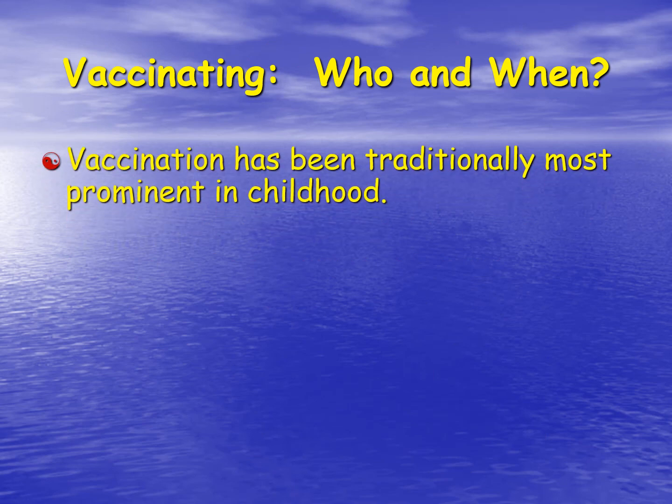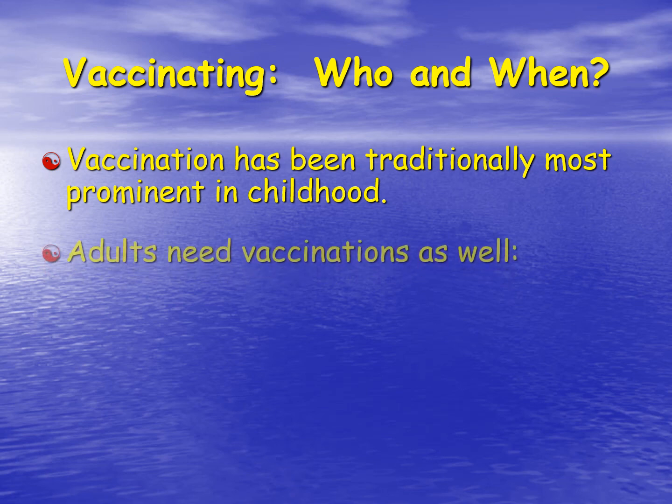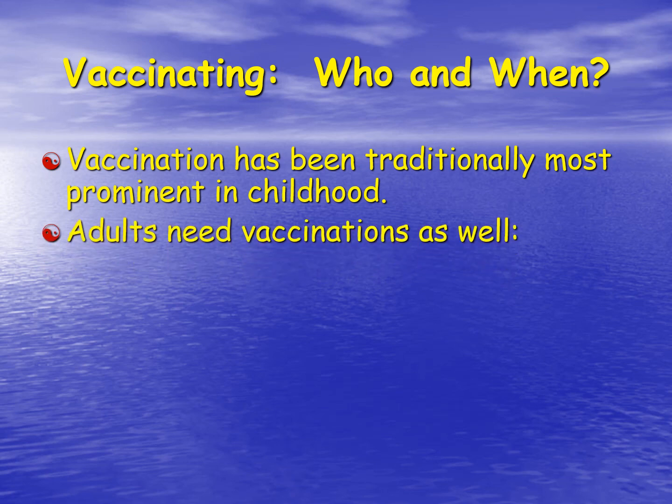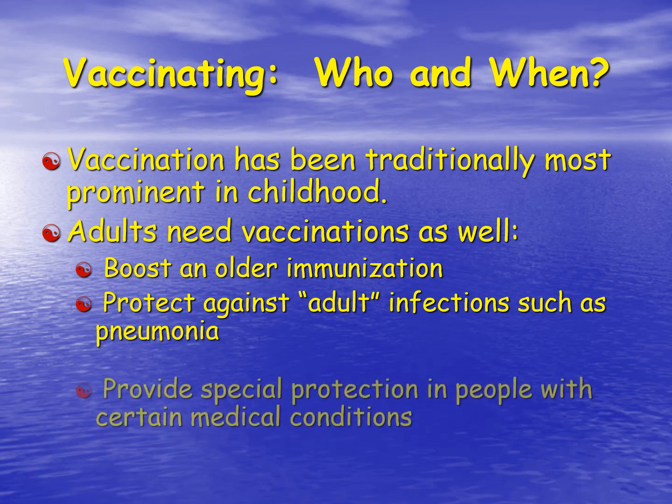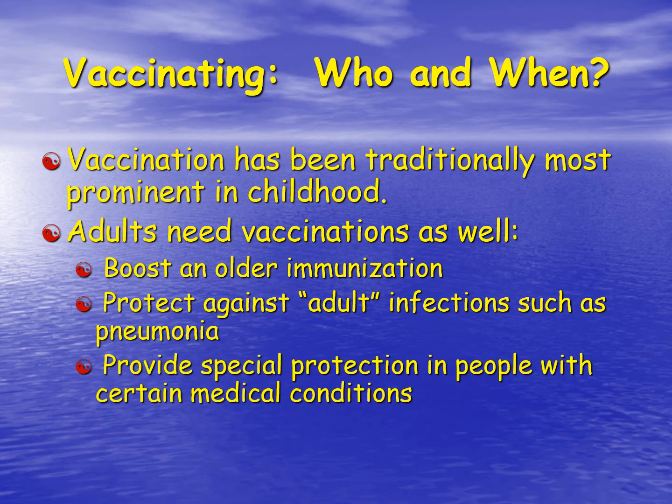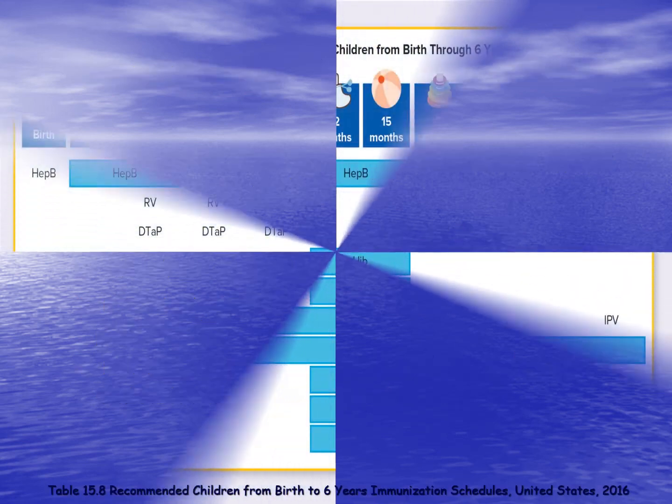Vaccinations are traditionally most prominent in childhood because we want to stimulate the immune system when it is absolutely the most active, and that's during childhood. However, adults do also need vaccinations. We need to boost older immunizations that we saw in childhood or to protect against adult infections such as pneumonia or shingles. And it can provide special protections in people with certain medical conditions.